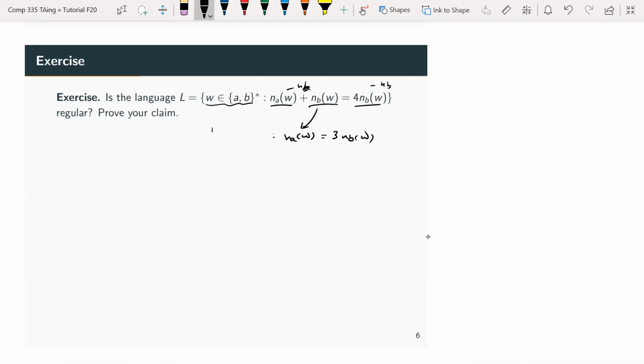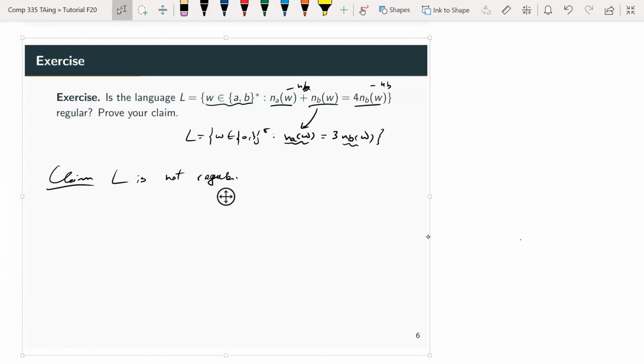And again, very similar to the intuition from before, my claim here is that L is not regular. This is because your machine should somehow keep account of your B's, and then verify that taking 3 times, thrice the number of B's, should give you your A's. That's not something that an FA or a regular expression or a regular grammar can handle. So that's why I'm going to claim that L is not regular.